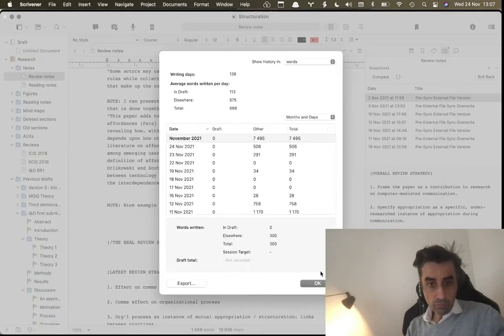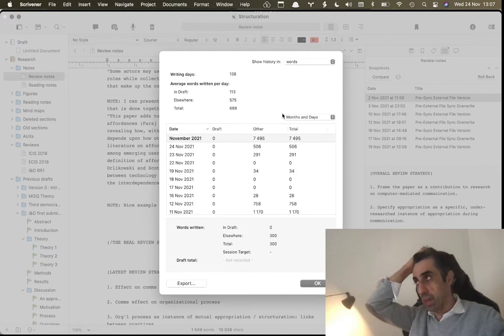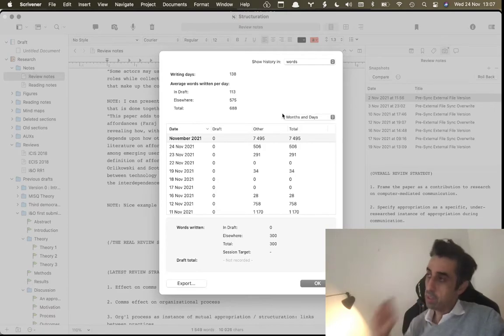So, what other information do we have here? We have the average words written per day. Now, words written per day is bad because unless you say otherwise, Scrivener will deduct from your word count the words that you delete from your paper. So this significantly underestimates what you're doing. But again, this is a setting, so you can change it if you want to see your absolute totals.